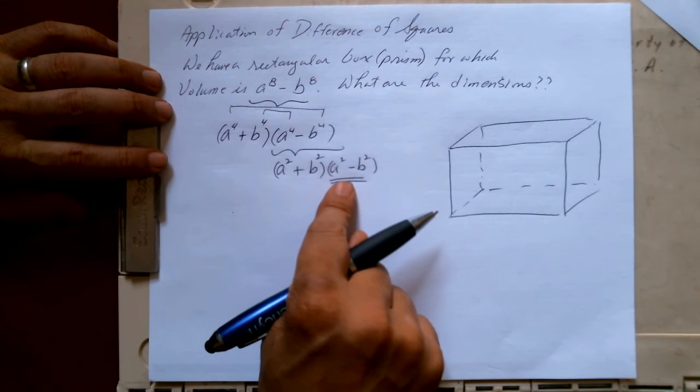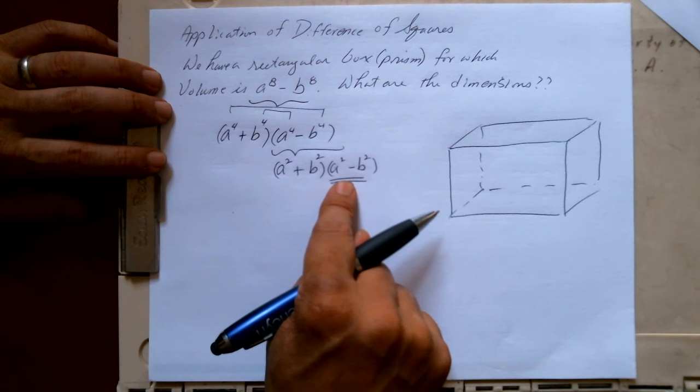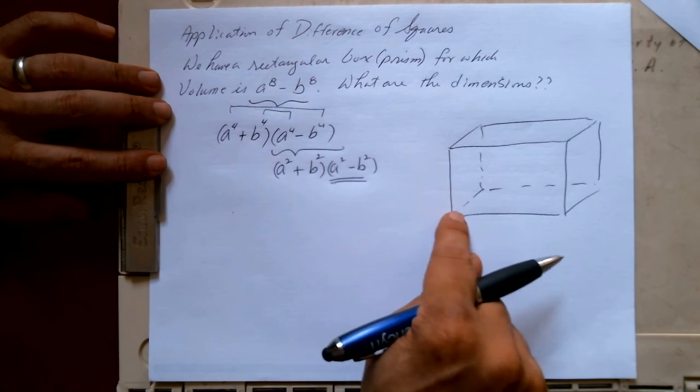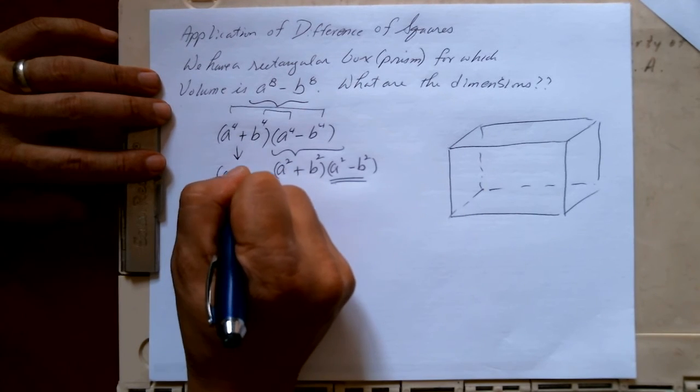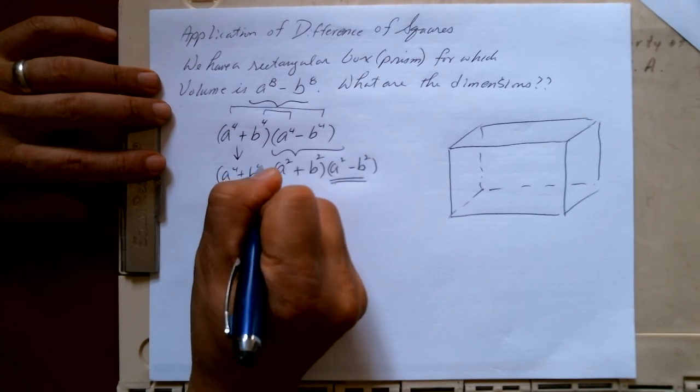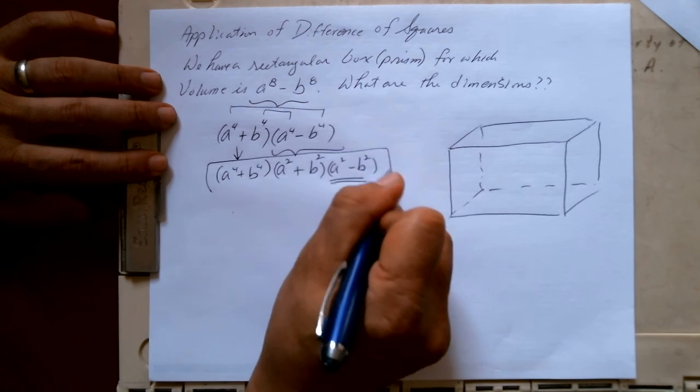The reason why we don't want to factor this difference of squares is because we're looking for the dimensions of this rectangular box. We're going to drop this factor, a to the fourth plus b to the fourth. So that's your answer.